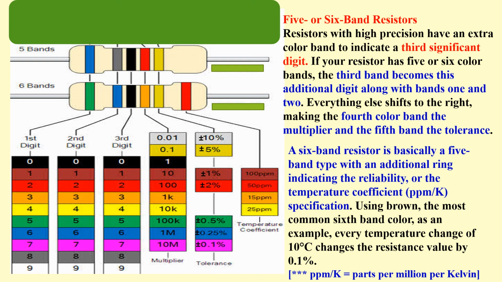specification. Using brown, the most common 6th-band color, as an example, every temperature change of 10 degrees Celsius changes the resistance value by 0.1%.